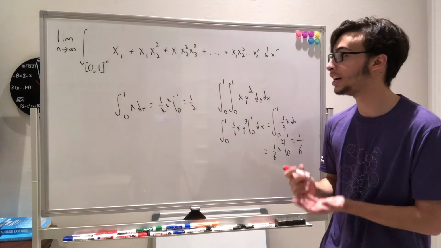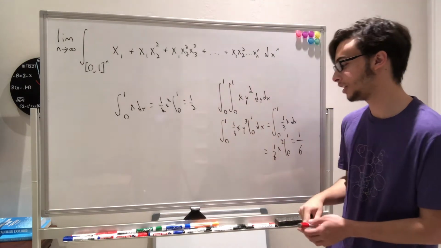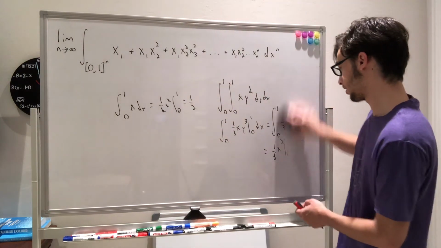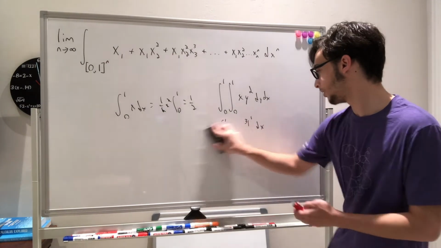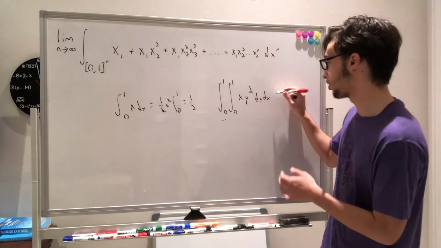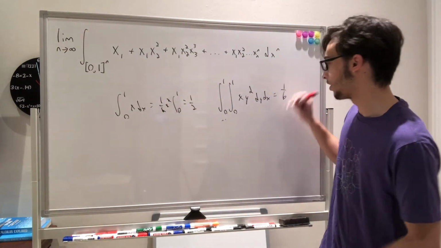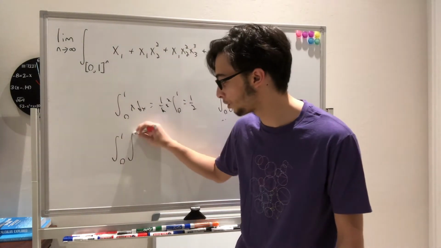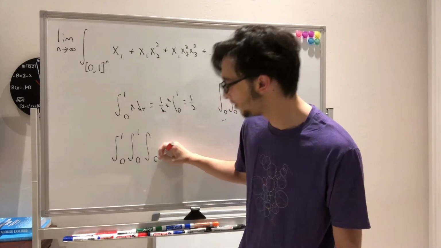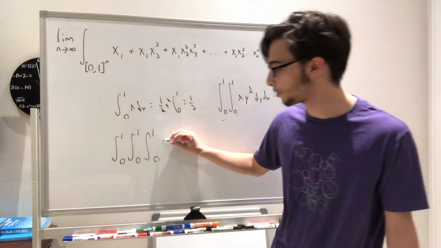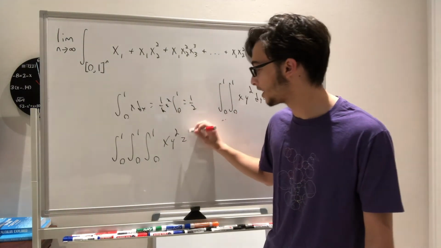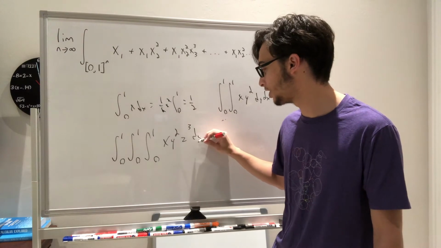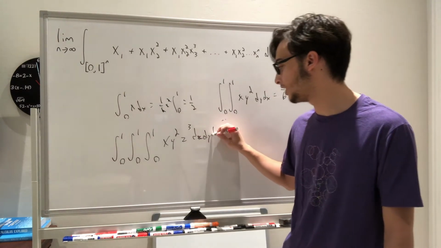And if that pattern holds, I'm fairly confident that's going to hold for everything. So I'm going to erase this just so I have more room. And let's remember it's 1/6. Okay, so now let's do one more term and then see if that pattern holds. So the integral from 0 to 1, the integral from 0 to 1, integral from 0 to 1 of, now we have x y squared z cubed dz dy dx.